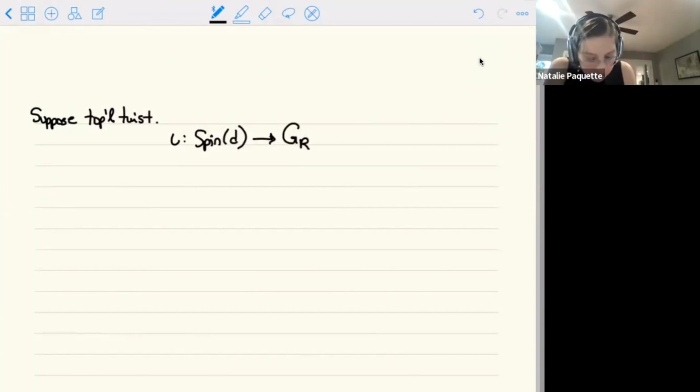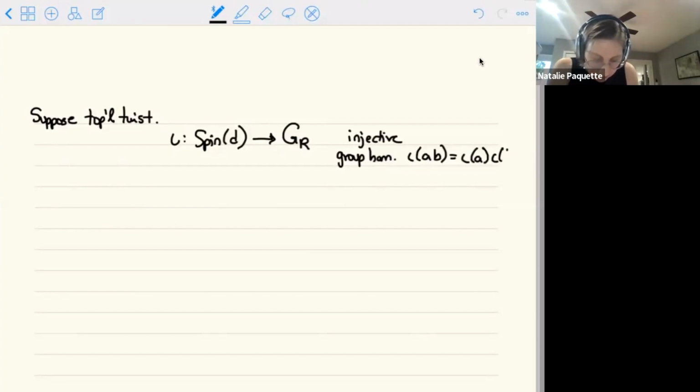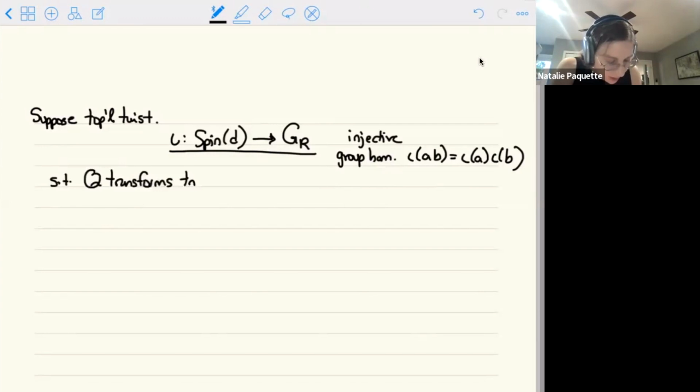This map is injective, and it's what's called a group homomorphism, meaning it respects group multiplication, like this, for any elements A and B in my spin D group. And we want to make some choice where we map this spin group into the R symmetry group such that Q transforms trivially, i.e., it becomes a scalar.